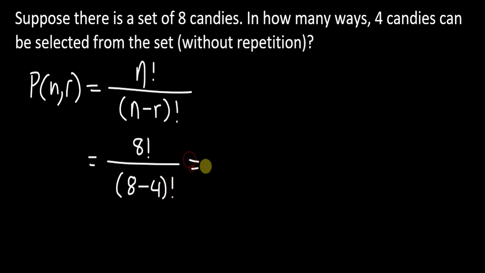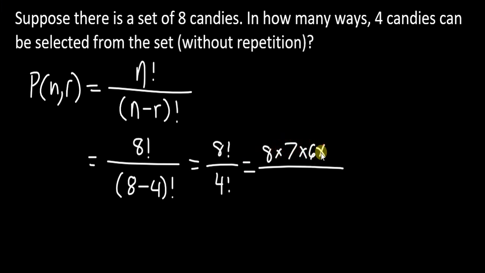Okay, so that is 8 factorial. Then 8 minus 4, that is 4. So that is 4 factorial. So that is 8 factorial divided by 4 factorial. And 8 factorial is equal to 8 times 7 times 6 times 5 times 4 times 3 times 2 times 1. How about the 4 factorial? That is 4 times 3 times 2 times 1.